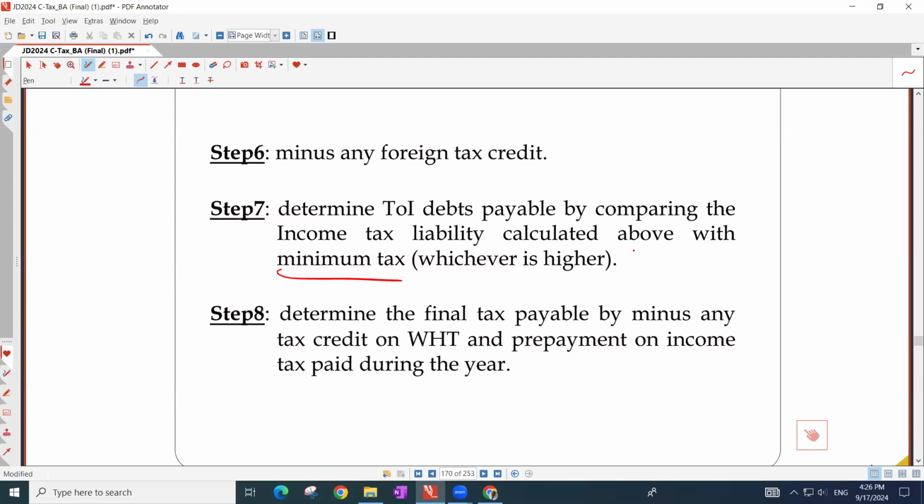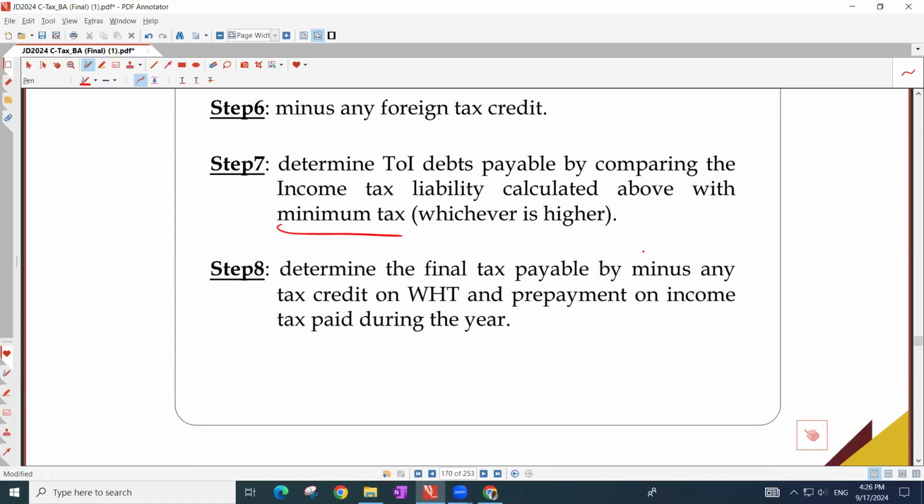And then step 8, we need to take into account the final tax payable to the GDT by minus tax credit such as withholding tax credit, prepayment tax on profit. Then you will get whether you still have a balance or not.